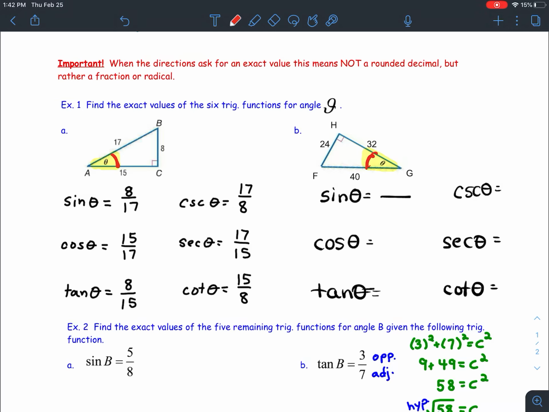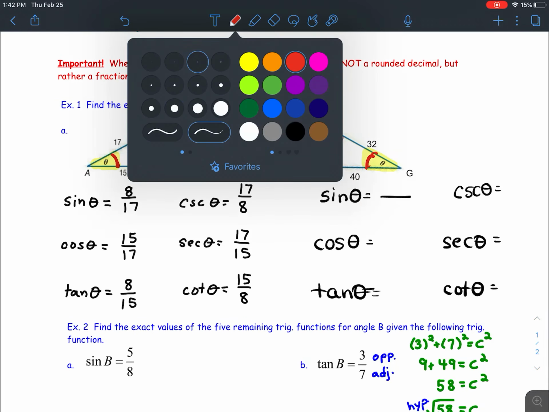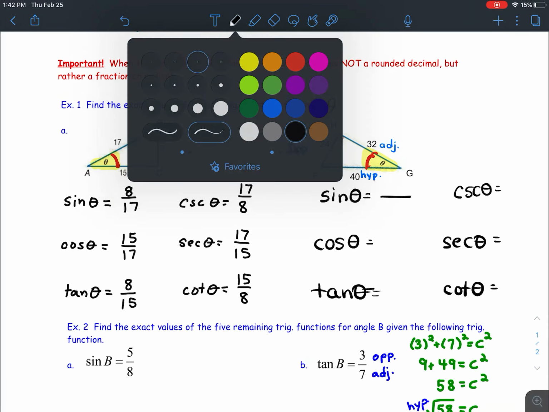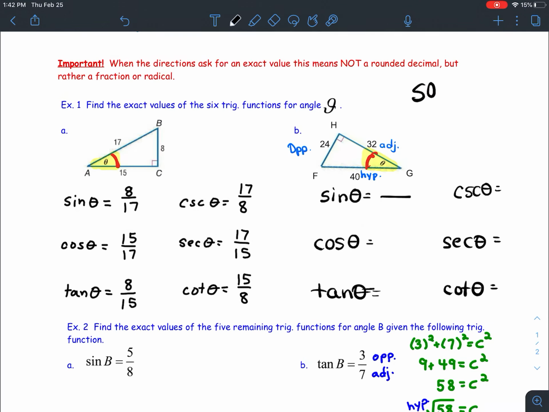Now be careful. Sometimes it feels like these triangles are flipped upside down. You'll notice the hypotenuse to this particular problem is actually the 40. See how it's directly opposite where the 90-degree angle is. So this is the hypotenuse. The adjacent leg to where that theta symbol is really the 32, and the 24 would be considered to be the opposite.